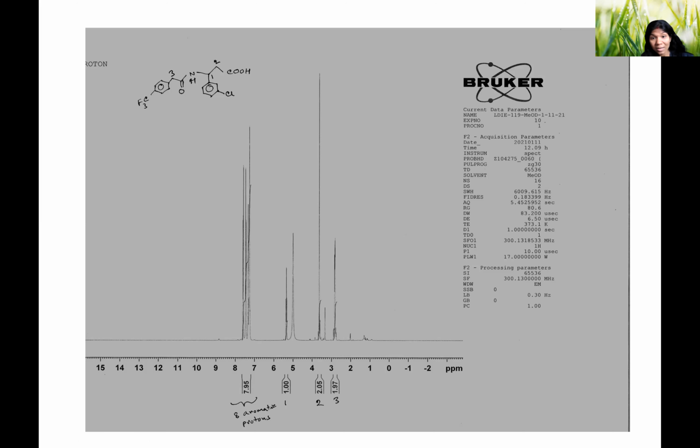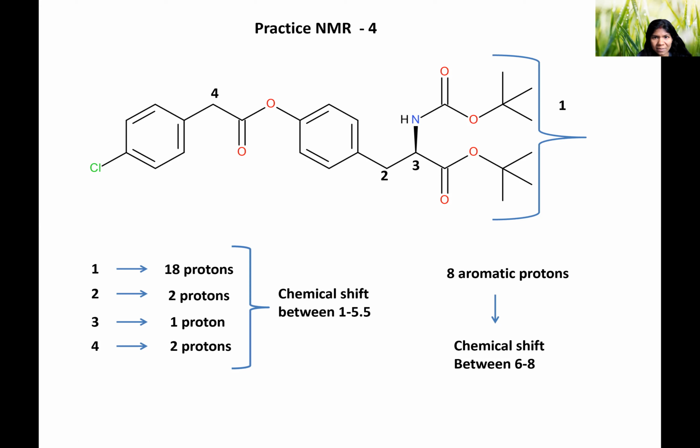Okay, now let's check with the last example. We'll do the same thing. We'll look for the aliphatic protons and the aromatic protons. So we have 1, 2, 3, and 4. Total 4 types of aliphatic protons.